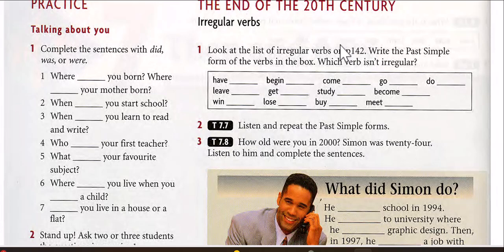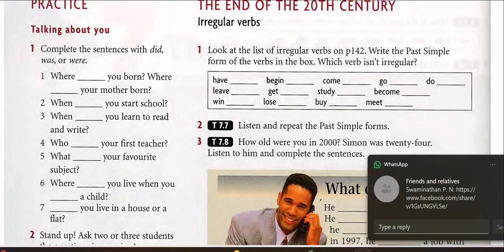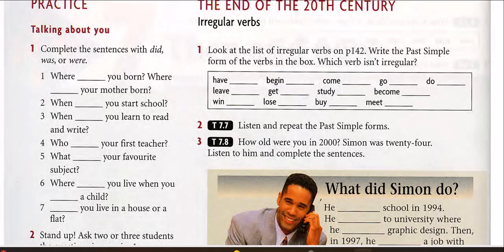There is one verb that is not an irregular verb, which means one is regular in this box. You need to find out which one is regular. Hope you know what is regular and what is irregular, right? Let us see the past form of these verbs.